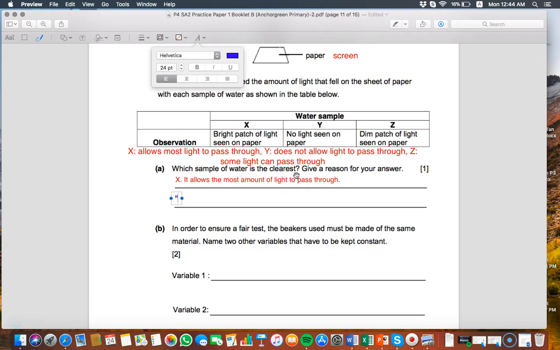See the word clearest. It means you are comparing. And how many objects are being compared? More than 2, right? So, when we compare, we must use the word most. We have to compare the amount of light that passes through. X allows the most amount of light to pass through.